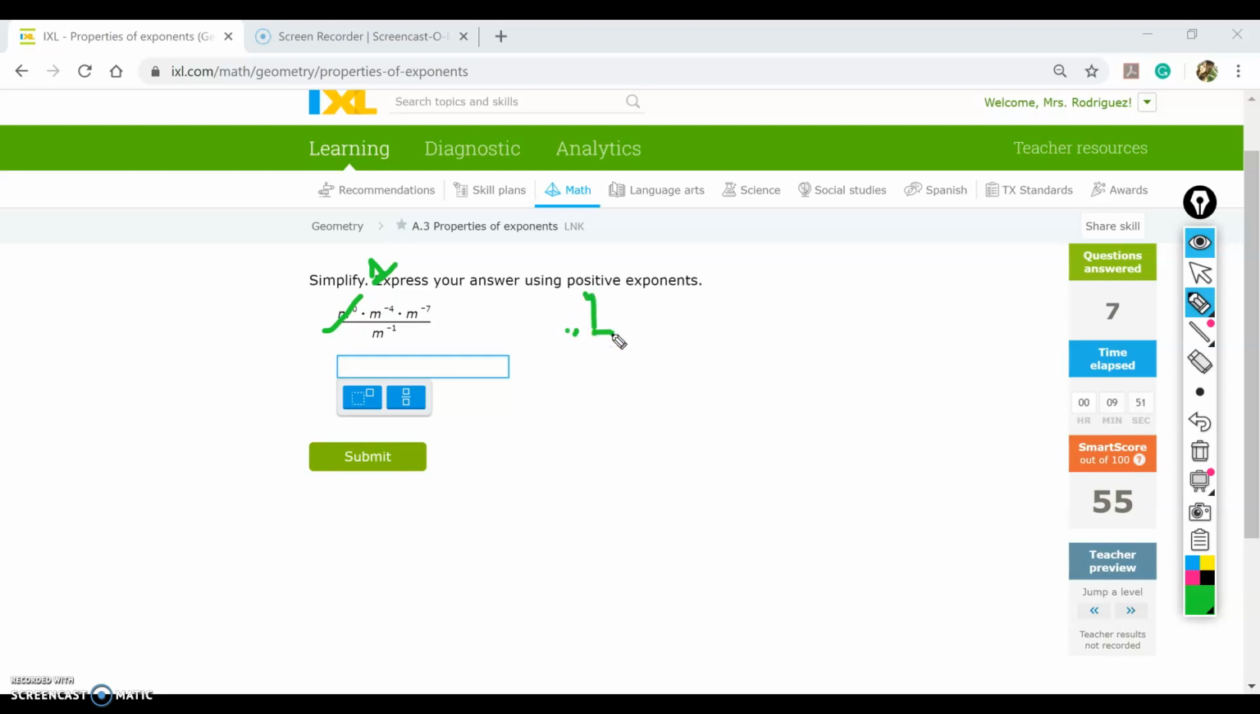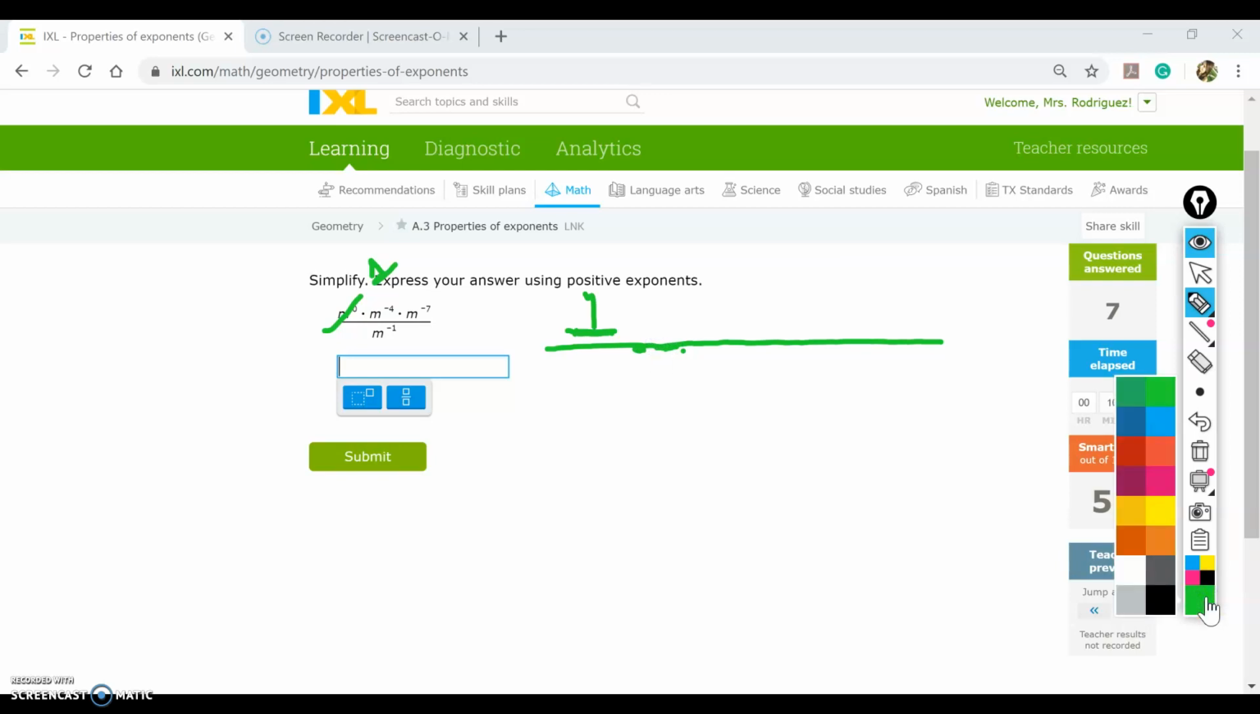It's 1, right? Now, I'm going to switch to the opposite side everything with a negative. If it's on the bottom, I will switch it to the top. If it's on the top, I will switch it to the bottom. So I can have only positive exponents. So first of all, m to the power of negative 4, it's on the top. I'll move it to the bottom. So positive 4. Now, I have m to the power of negative 7, it's on the top. So I'm going to move it to the bottom.